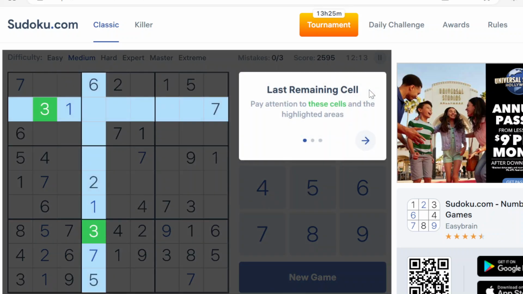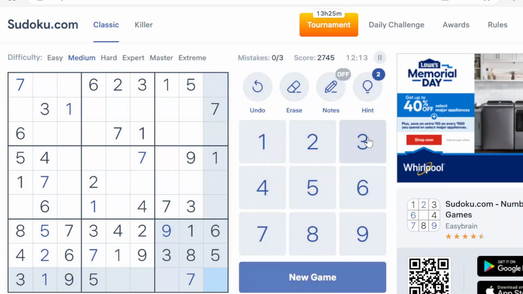Actually, there's a hint button. Let me see if this has anything. Pay attention to these cells and the highlighted areas. In this block, there's only one cell that can contain 3. Oh wow, okay, they did it for me. But yeah, I can see. So there's 3 in this column, which means that this one can't be 3, this one can't be 3, but there's already a 3 in this row, so these can't be 3. So this one has to be 3. And apparently they automatically do it for you. So that's interesting.